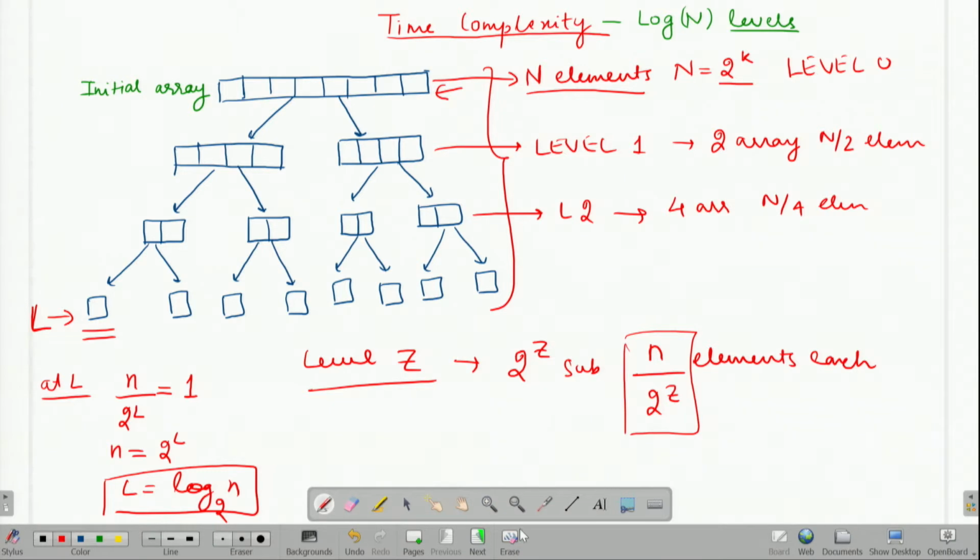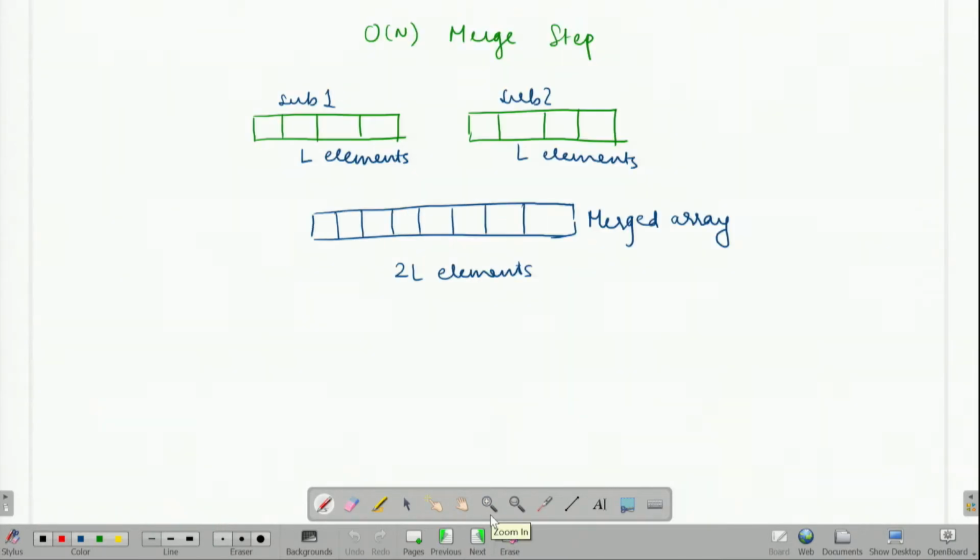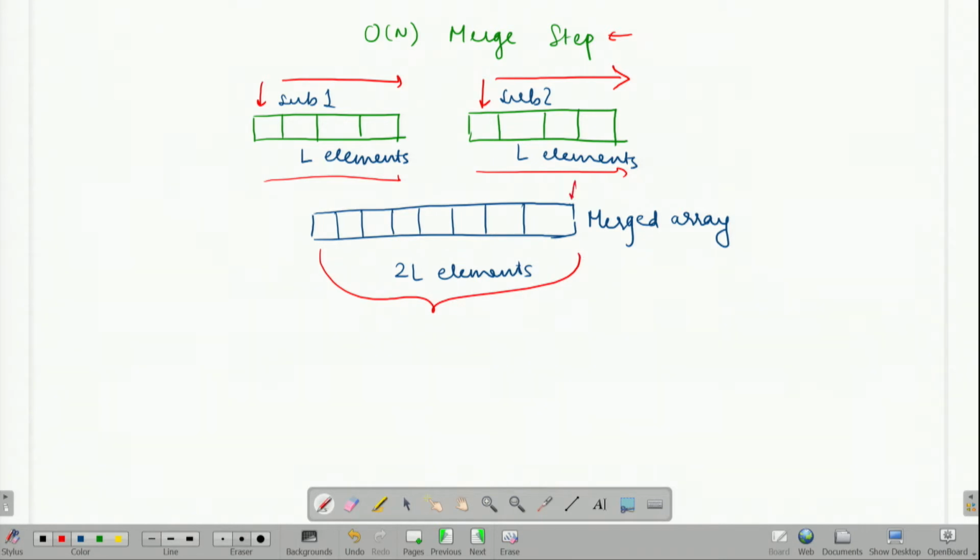Now let's see how much time we take at each level. At each level, after splitting, we move on to the merge step. So we see that while merging, say I have to merge subarray 1 and subarray 2. I maintain 2 pointers and I iterate through each of the subarrays exactly once to reach the end. When I'm done iterating through both the arrays, I have my final sorted array right here.